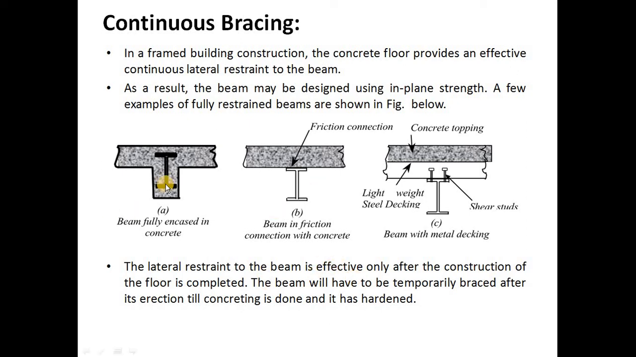The first case is where the beam is fully encased in the concrete. The second one is the beam in friction connection with the concrete, and the third one is the beam with the metal decking, that is the shear studs, and with the metal decking it has been continuously restrained against lateral torsional buckling.